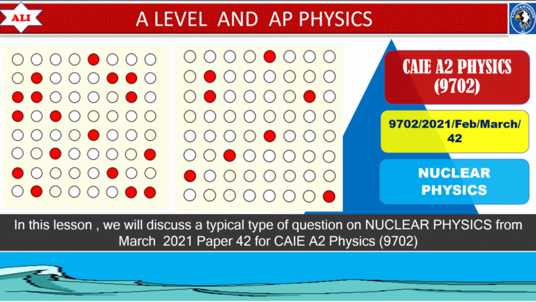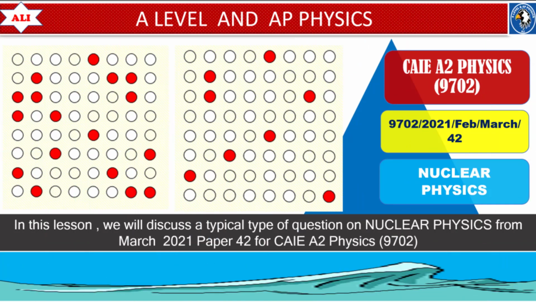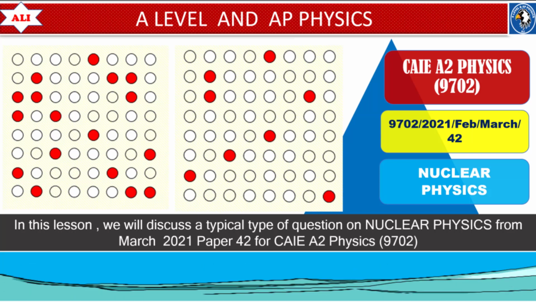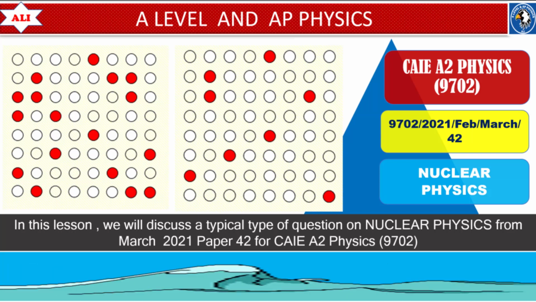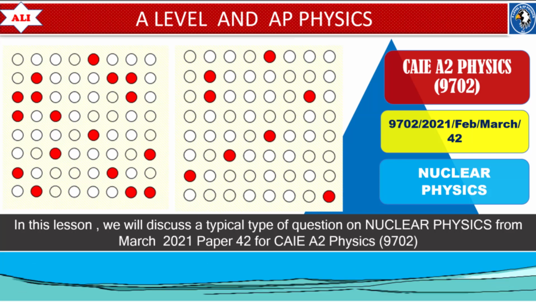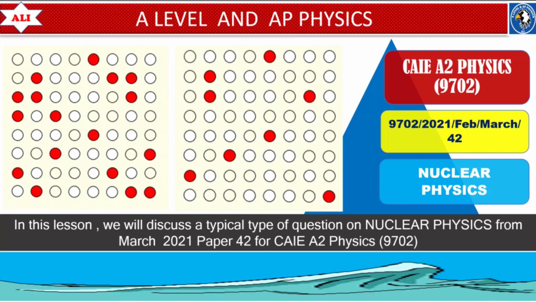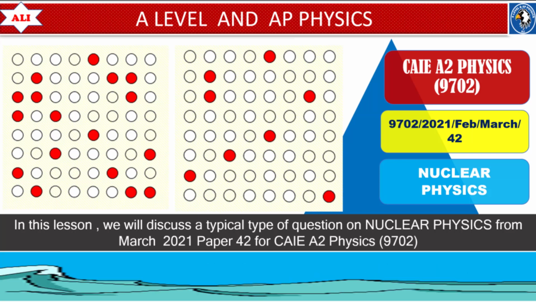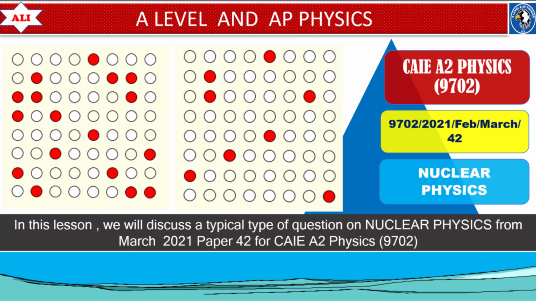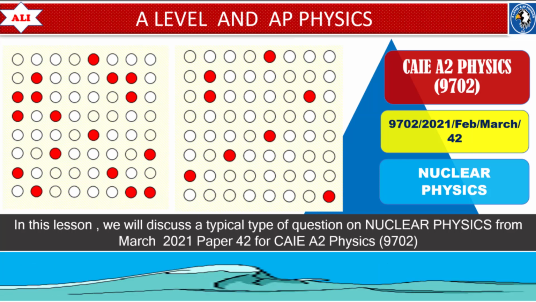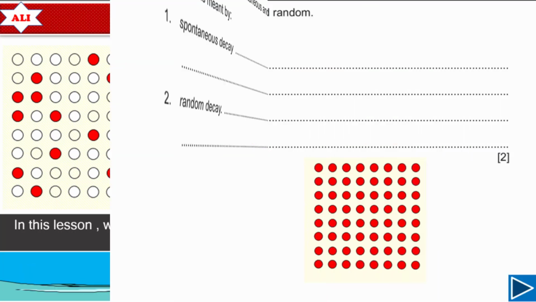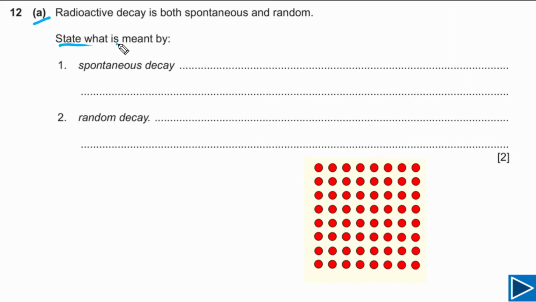In today's lesson, we will discuss an important past paper question on nuclear physics from March 2021, paper 4, variant 2. In this question, we will discuss what is meant by spontaneous and random nature of decay, how to calculate decay constant, and some other questions about nuclear physics. For part A, we need to state what is meant by spontaneous decay and what is meant by random decay. And this question has 2 marks.